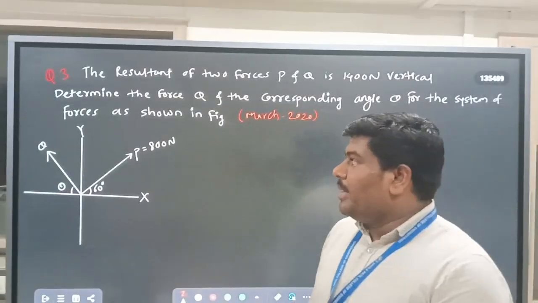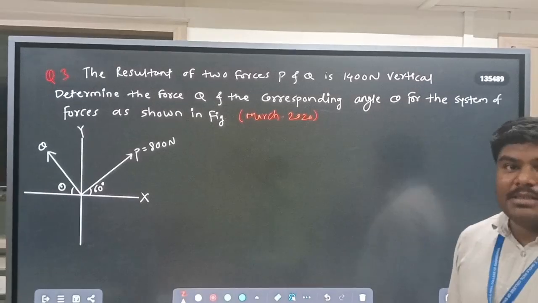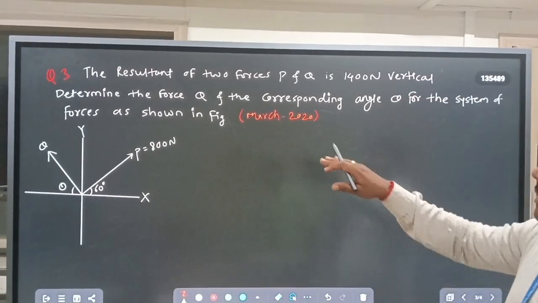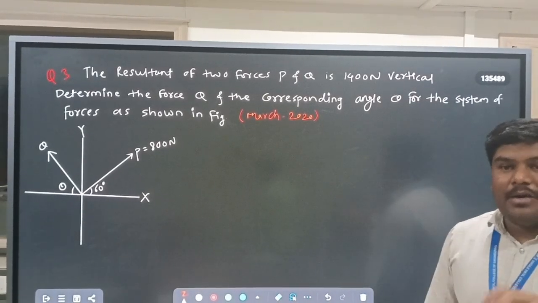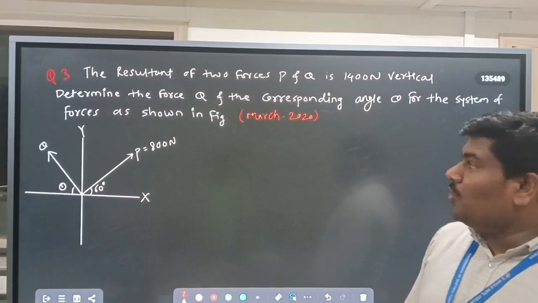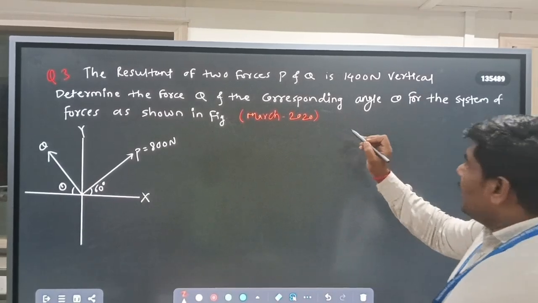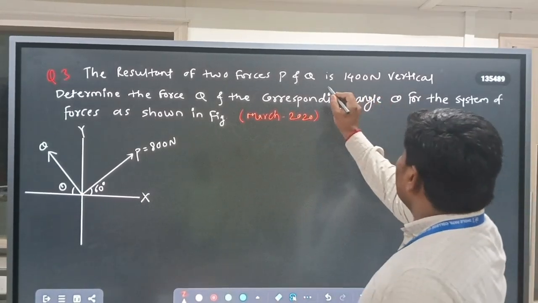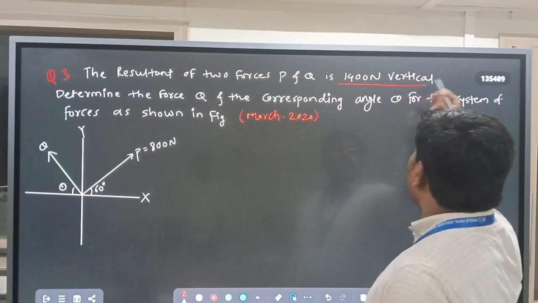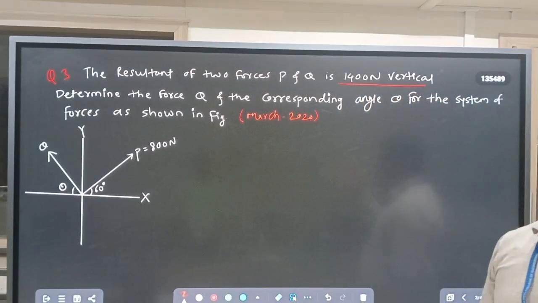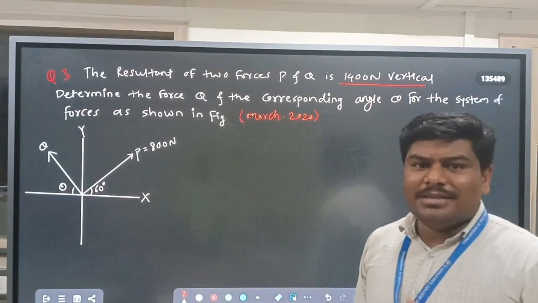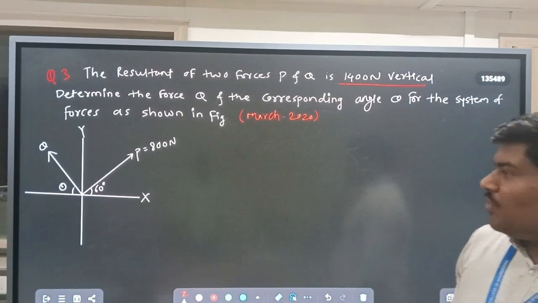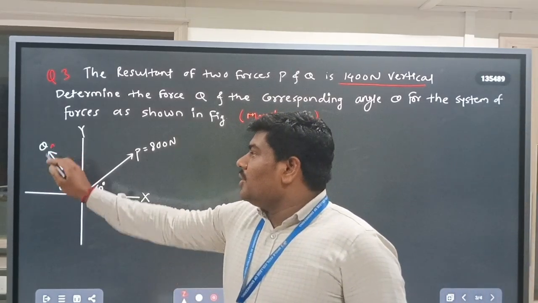Now in this numerical, a little bit of change is given. Here the resultant force is given, and we have to find out the component of the resultant force. In this numerical, the resultant force is 1400 Newton, vertical. That means the magnitude and direction of the resultant force are given, and from that you have to find out the component Q.